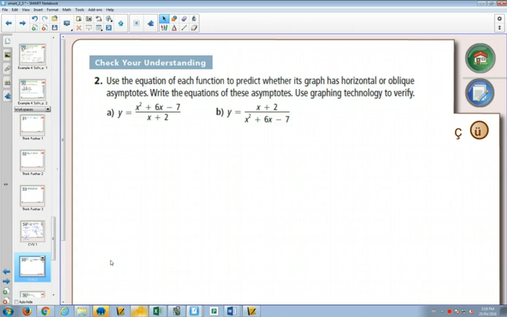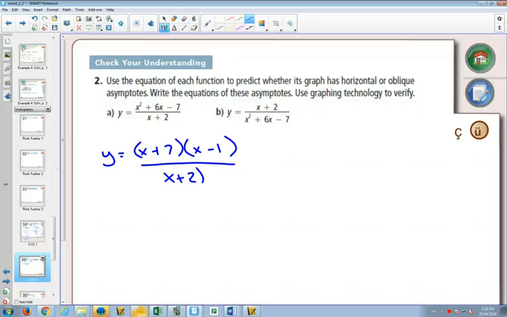So our second thing we're going to look at here are when the top one was an x squared and the bottom one was an x and there wasn't a hole, then there could be an oblique asymptote. And when it has an oblique asymptote, it would also have a vertical asymptote at your non-permissible value. So the first thing you're going to do to check if there's any holes is you're going to try to factor it. This one on the top factors to be x plus 7, x minus 1 over x plus 2.